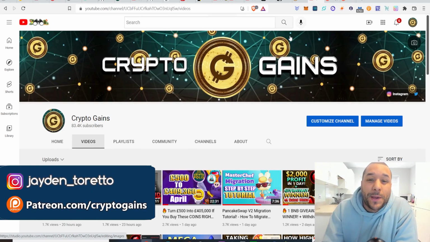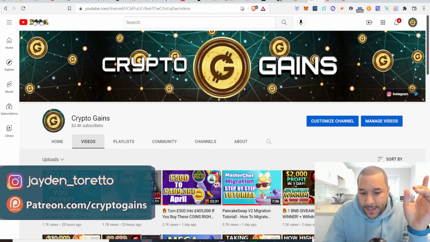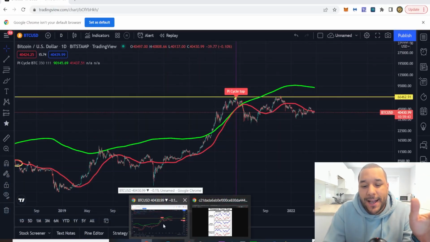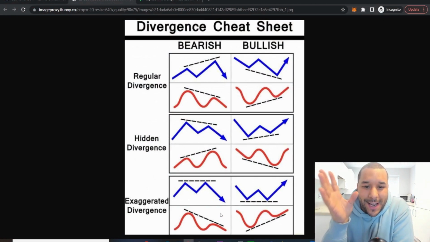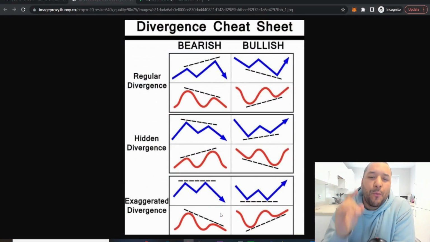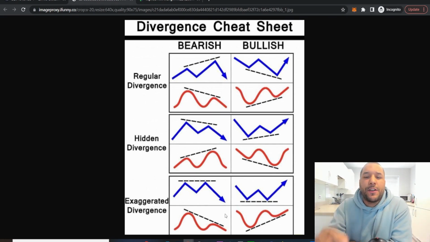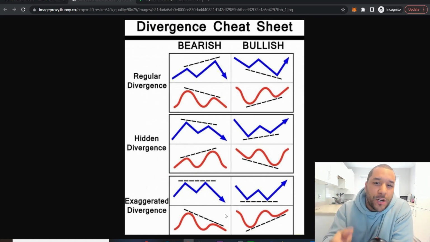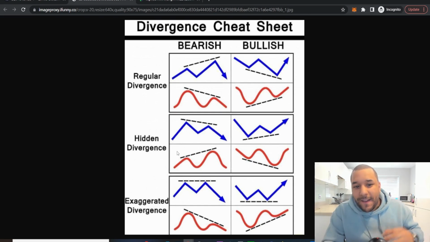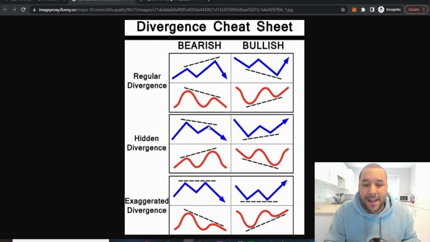I want to show you something super interesting in the Bitcoin charts. We're going to take a look at a few charts. This one here is the Pi cycle, but I mainly want to bring your attention to this. This is called the Divergence cheat sheet. What happens in most charts, not just with crypto, Forex, commodities, whatever you're trading, is we get this thing called divergences. Usually you can have a bullish divergence or a bearish divergence. This cheat sheet right here shows you the different patterns that you can have to confirm if you have a divergence in the price action.